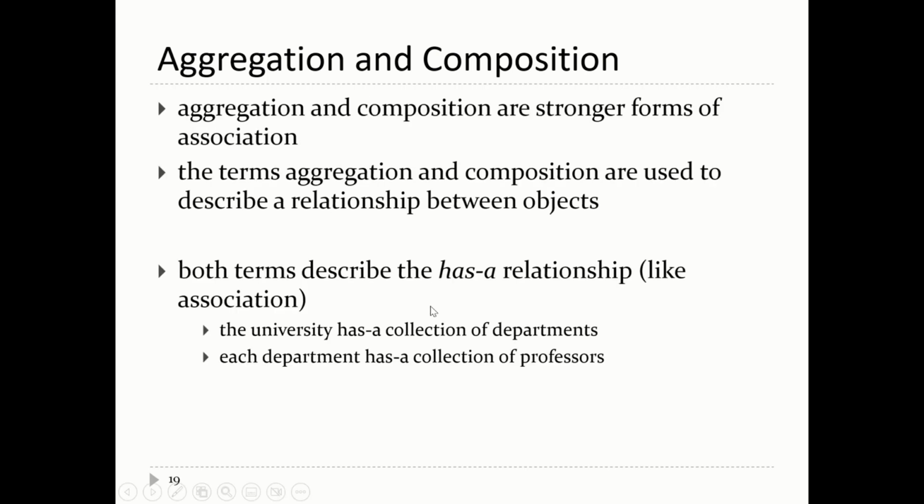When you talk about aggregation and composition, normally you talk about the whole object and the part objects. So the whole object would be the university. The part objects would be the departments, right? University made up of departments, right? Department, that would be the whole object. Professors would be the part objects, right? So a department is made up of a bunch of professors.